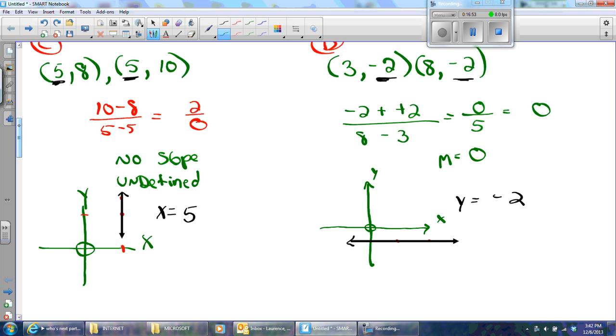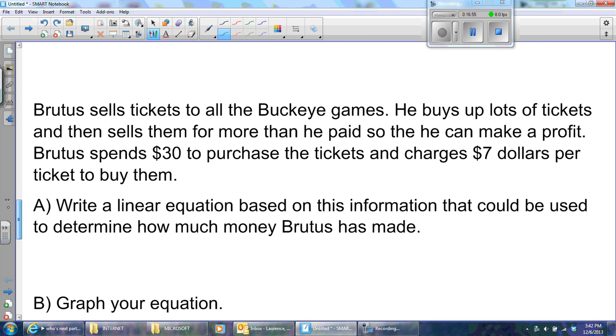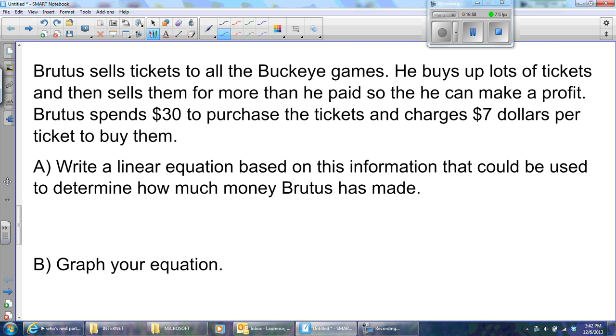All right. Now, we also did some story problems. Here we have one. Brutus sells tickets to all the Buckeye games. He buys up lots of tickets and then sells them for more than he paid so he can make a profit. Brutus spends $30 to purchase tickets and charges $7 per ticket. You should remember that this per means that this number here is a slope, right? Dollars per pound, dollars per gallon. Those are all slopes, the ratios.